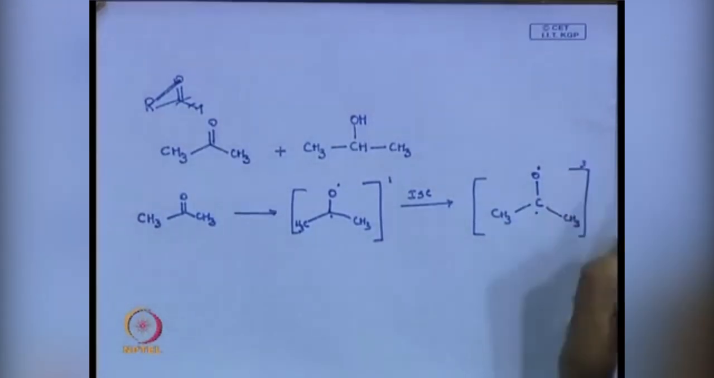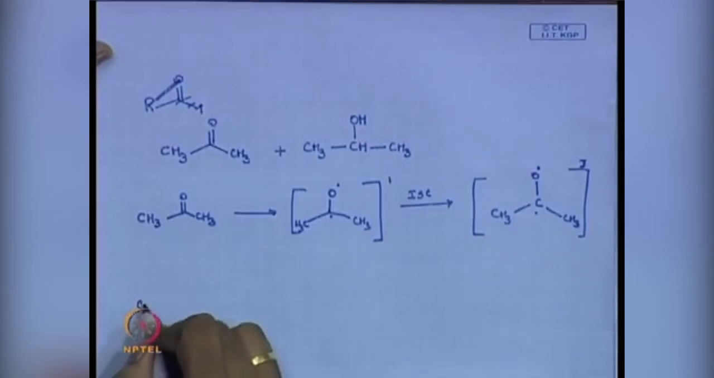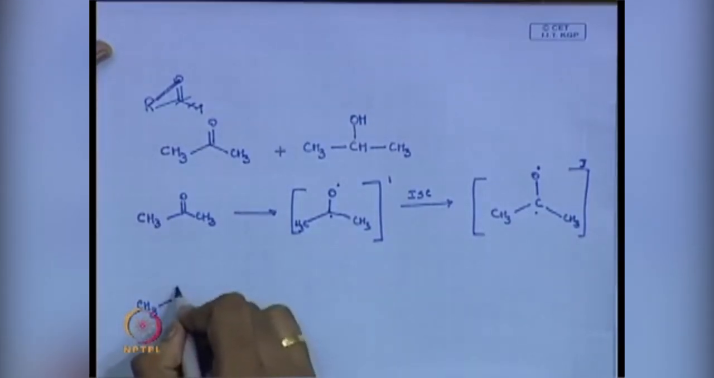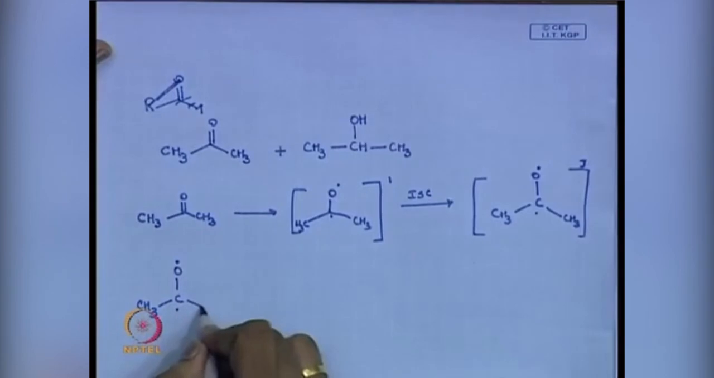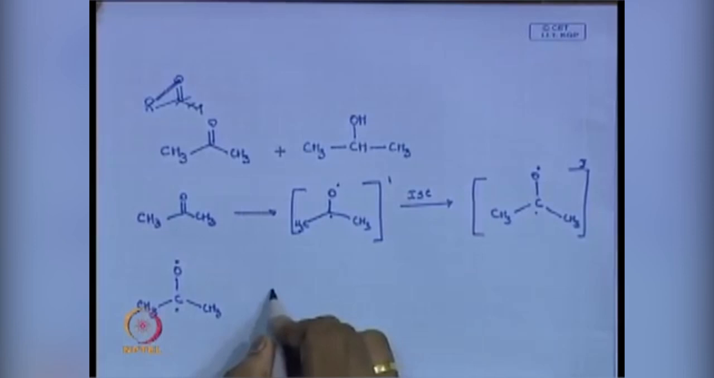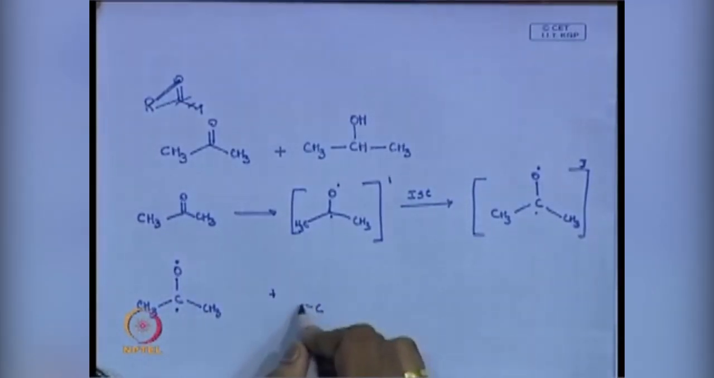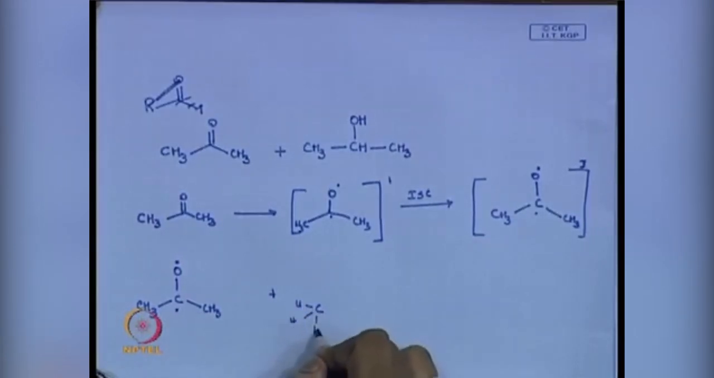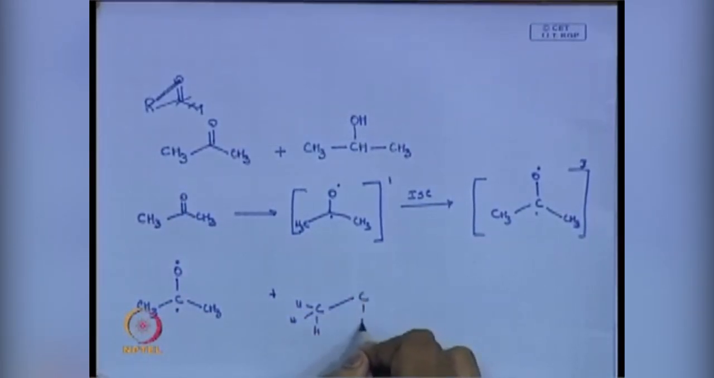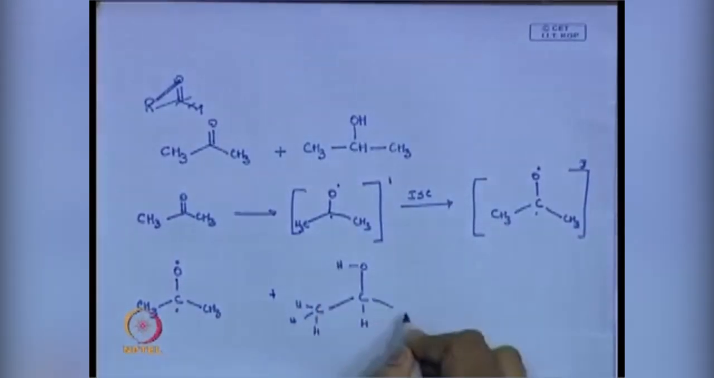Or you can write as T. So, you have now created a radical like this. You have a system where you have isopropanol, right? A system like this, isopropanol, right.